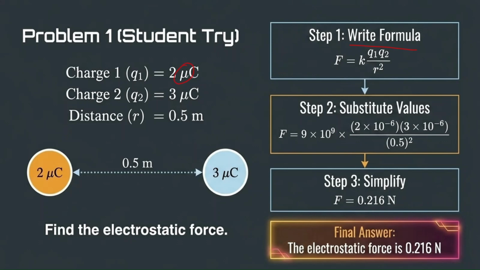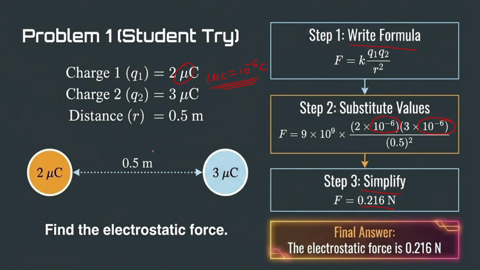The unit I mention here is a microcoulomb. This is not a coulomb. If you forget this, your answer will be wrong. So you have to remember: 1 microcoulomb is equal to 10 raised to minus 6 coulomb. If you forget this, then your answer will be wrong. So if we simplify, we get the answer 0.216 meter. The final answer is this one.